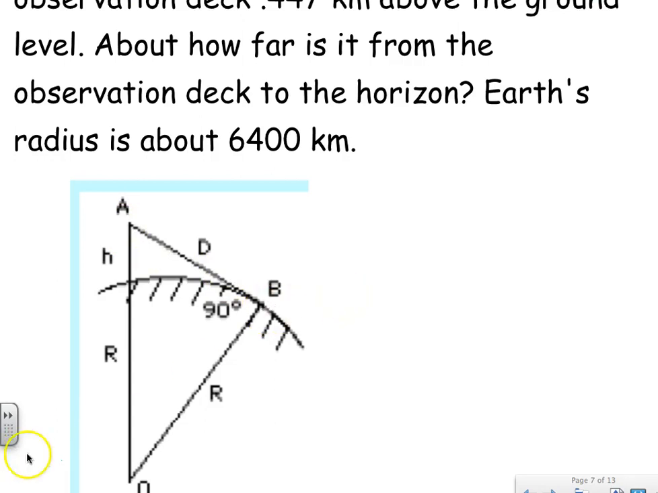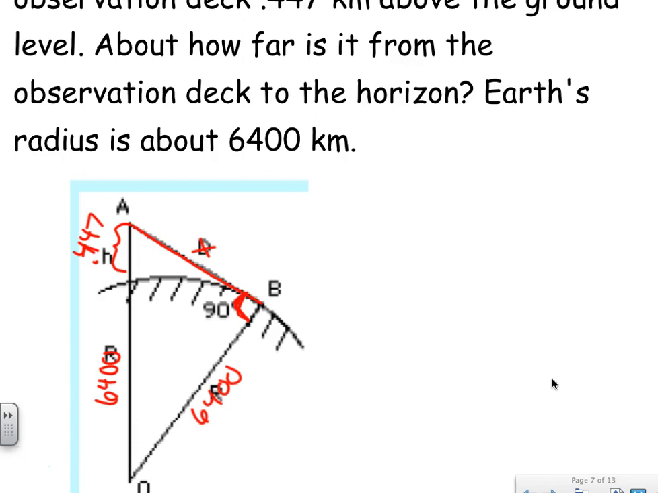Okay. So let me label. All right. So the Earth's radius is 6,400. So 6,400 here as well. I know I've got a 90-degree angle because of that tangent line. And I'm looking for this distance because I want to know how far it is from the tower to the horizon. And I know how far or how tall that building is. So 0.447. Okay. So I have a triangle.